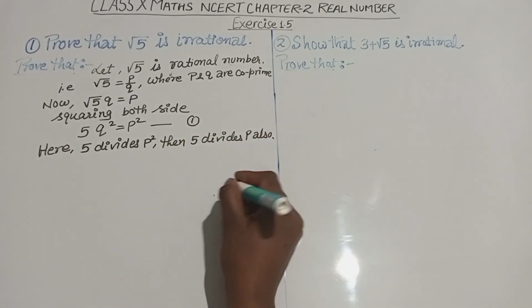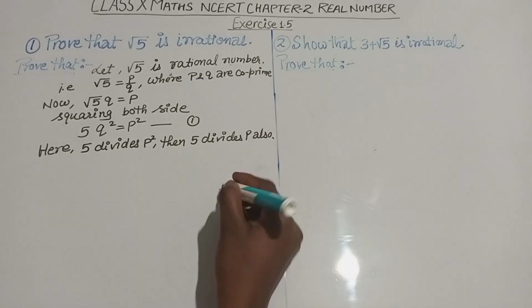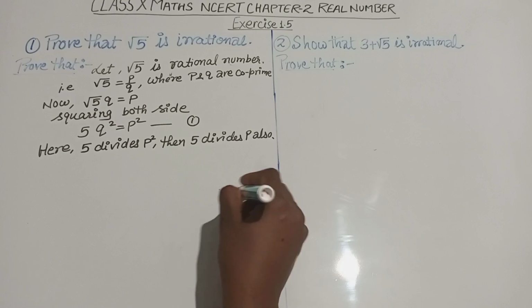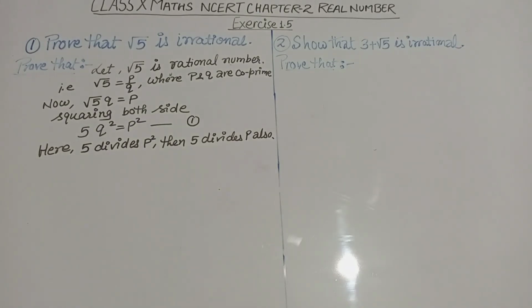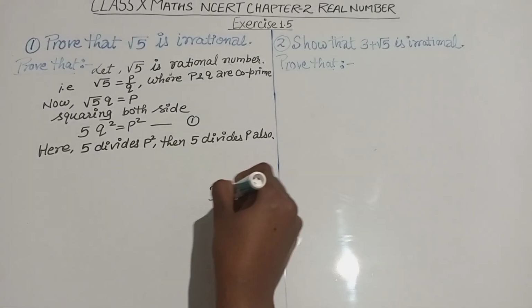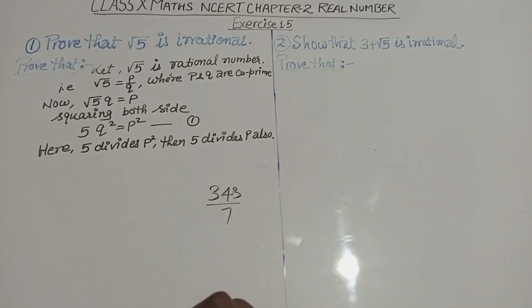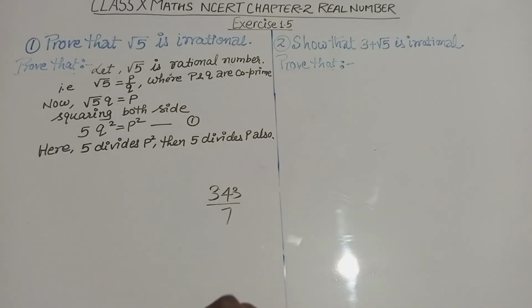Similarly, take 343. 343 divided by 7, it means 343 is a multiple of 7, 7 into 7 into 7. If a number divides another number, for example 2 divides 10, then 10 is a multiple of 2 because 2 into 5.